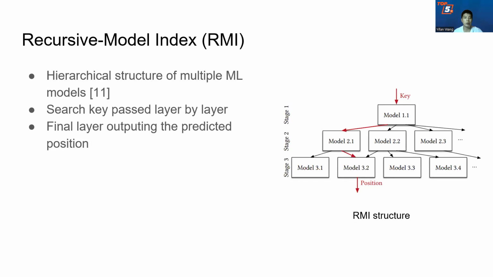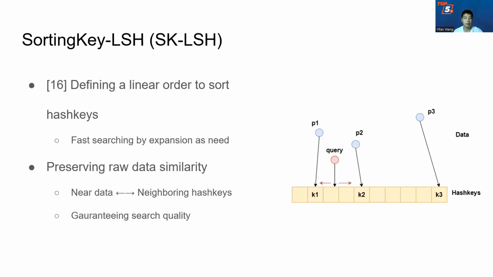So first, I will introduce some important relations. The recursive model index, also called RMI, is a hierarchical structure of multiple ML models, and the search key is passed layer by layer until the final layer outputs the predicted position for the key. So basically, it is a deep regression model.